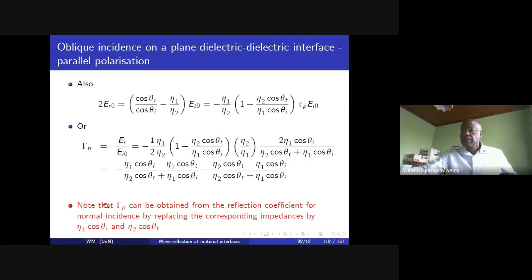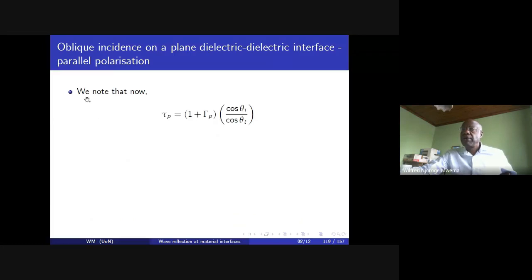So note that gamma p will therefore be obtained from the reflection coefficient for normal incidence by replacing the corresponding impedances by those effective impedances there. Now, if we write tau p equal to 1 plus gamma p, we'll see that there will be a multiplying factor cos theta i by cos theta t out there. And it's no longer what we were saying before, that tau is equal to 1 plus the reflection coefficient. For parallel polarization, there is a correcting factor given by the cosine of the angles.